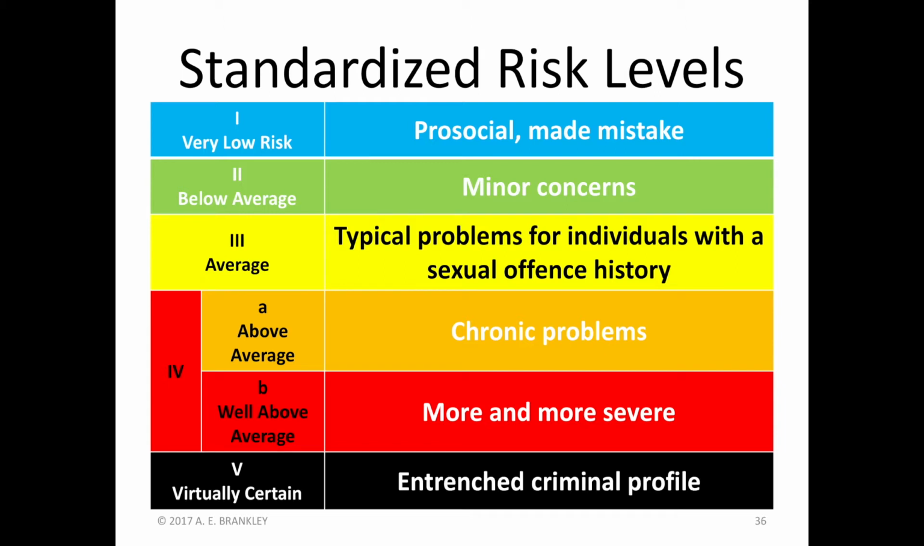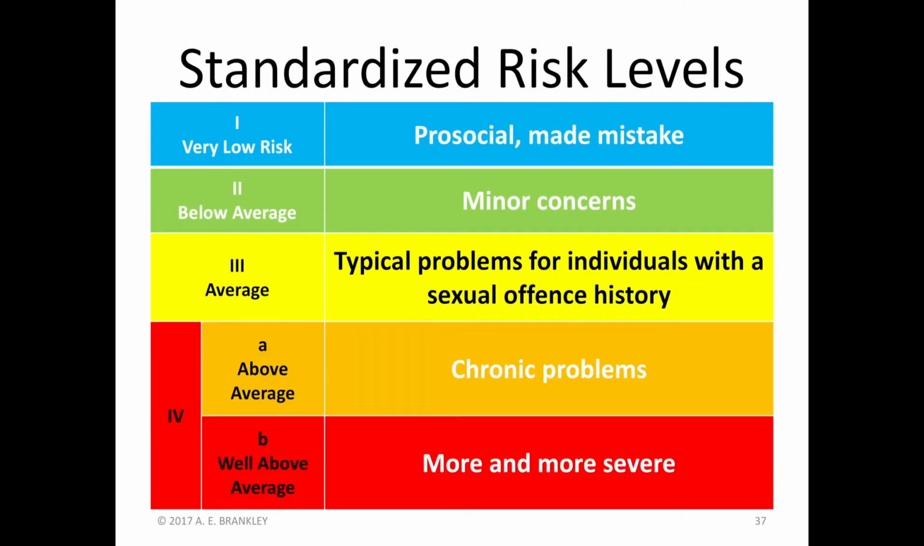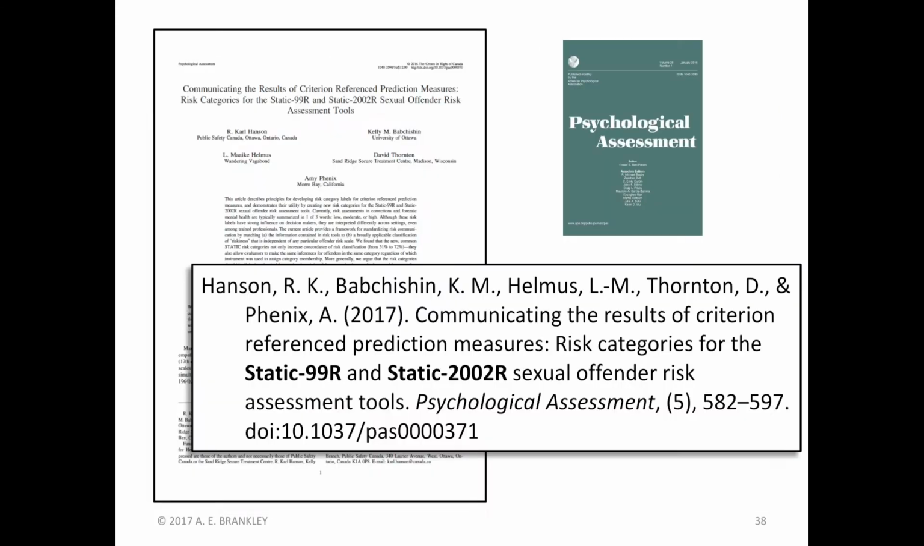And level 5 is for individuals we are virtually certain are going to reoffend. That translates into an absolute risk of about 85% or more after 5 years in the community. In discussions of risk for sexual offending, we don't often speak of level 5. This is not because individuals at level 5 do not exist, but that most tools cannot reliably discriminate between level 4B and level 5 across this 85% threshold.